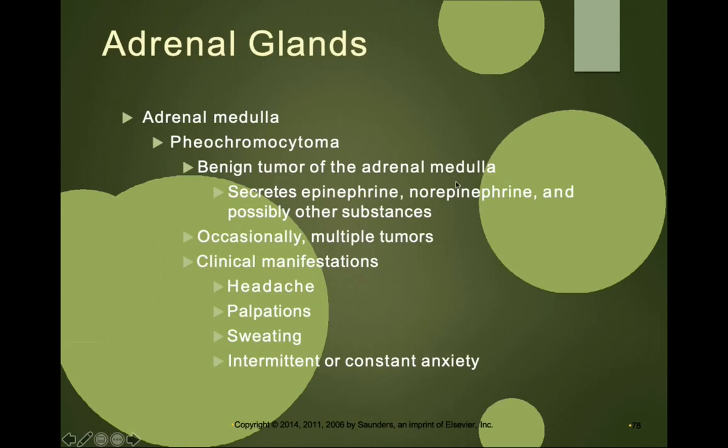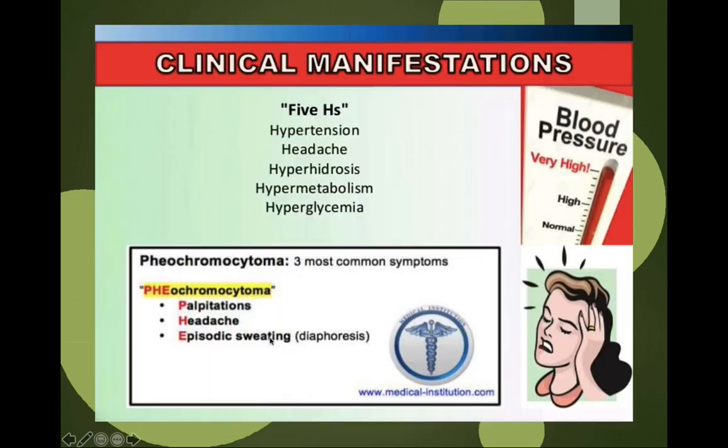Pheochromocytoma, this is a benign tumor of the adrenal medulla. So now you're pushing out norepinephrine and epinephrine, increasing the sympathetic response. So you get headaches, palpitations, sweating, and anxiety. So when you look at pheochromocytoma, if we take the first three letters of pheo, P-H-E, P for palpation, H for headache, and E for episodic sweating, which is diaphoresis, that's a good indication.